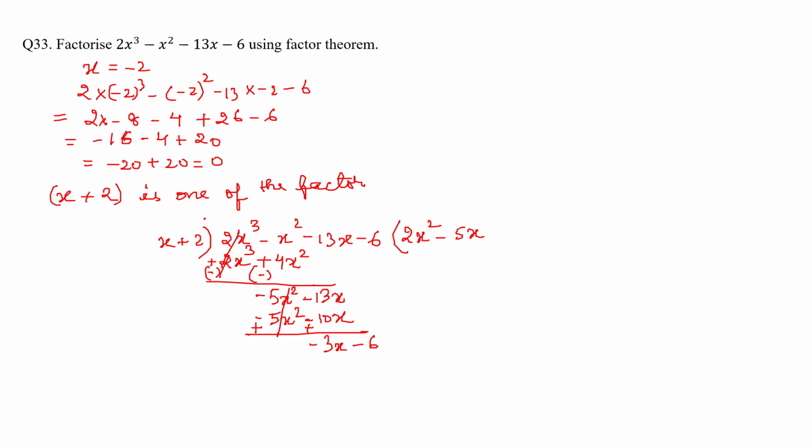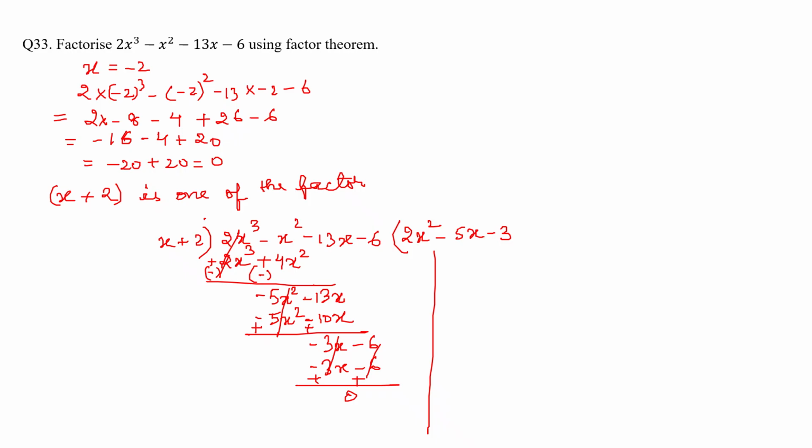Again in x, what you will multiply to get minus 3x? You have to multiply minus 3. So it will be minus 3x minus 6. Change the sign. It will give you remainder 0. So now after that what you have to do? Now we know how to verify a division. Okay, dividend is equal to divisor into quotient plus remainder. Your remainder is already 0.